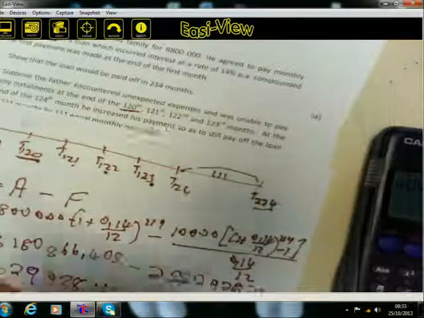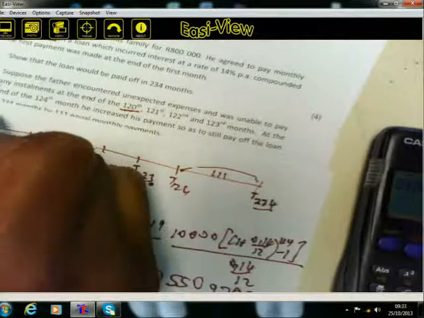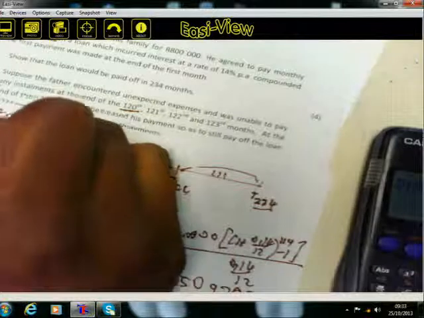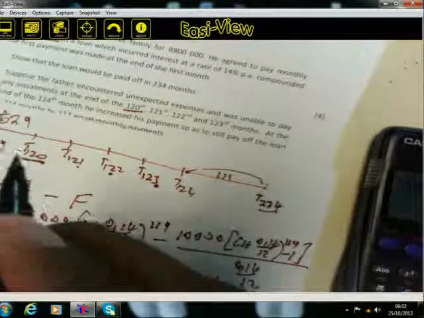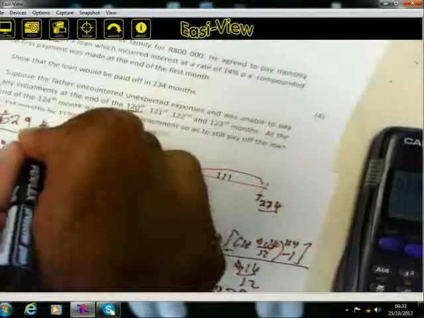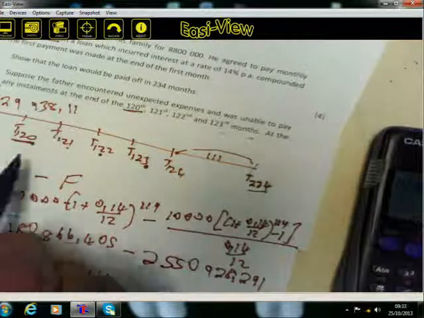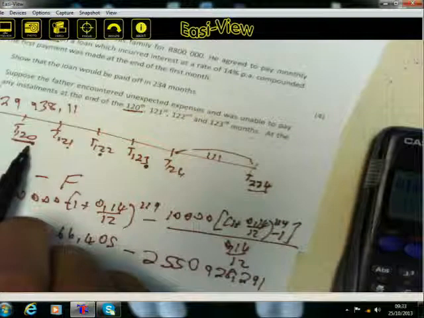It means now at this time here, the father still has to pay this amount here. Still has to pay 629,938 rand 11 cents at this time, right? But now at T120 he didn't make any payments.